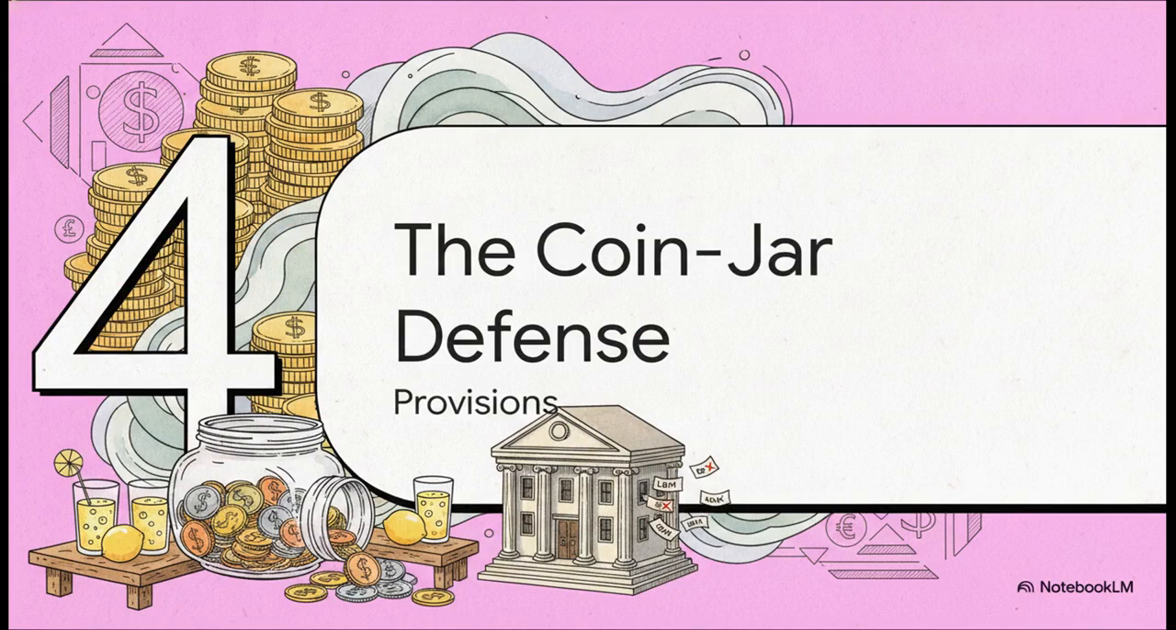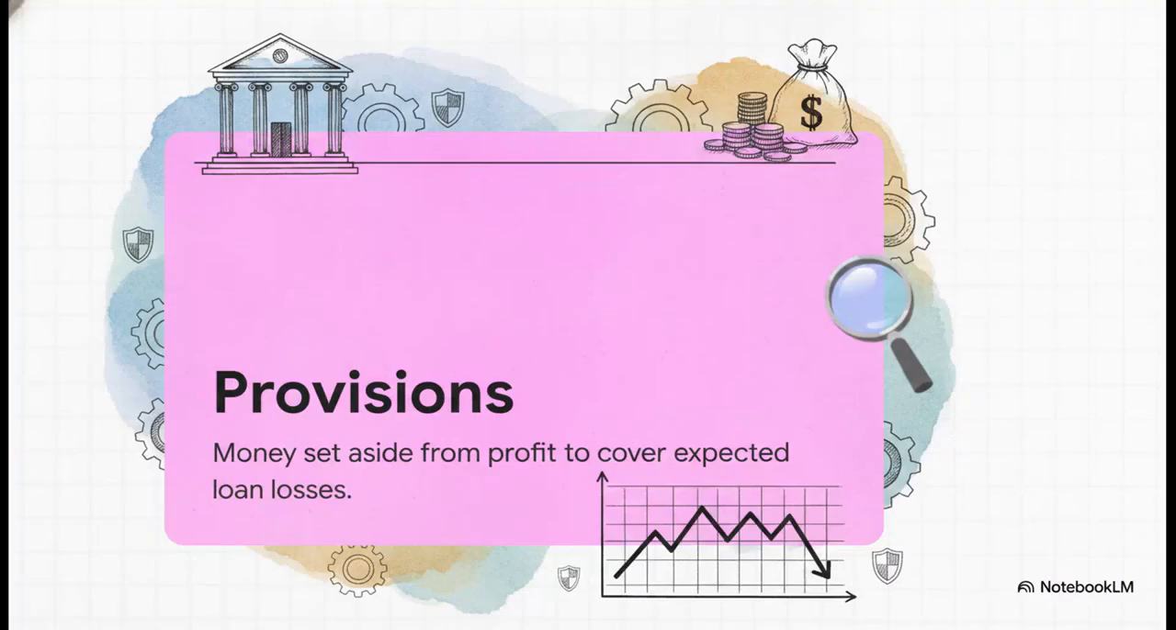All right, Section 4, the coin jar defense, otherwise known as provisions. You might be wondering, how does a bank not just go bankrupt every single time a loan goes bad? Well, they survive using provisions. Provisions are money set aside straight from the bank's profit to cover these expected loan losses. Banks know, for a fact, that some loans are going to fail. So, they take an expense directly out of their P&L, their profit and loss statement, to prepare for it in advance. Basically, they don't just cry when a loan goes bad. They get ready for it.